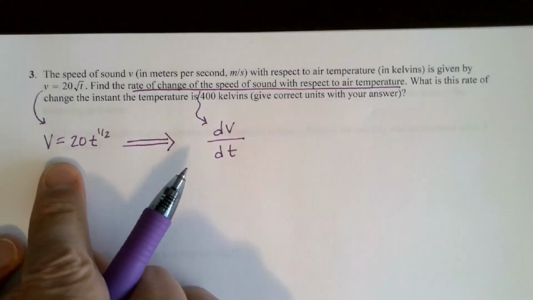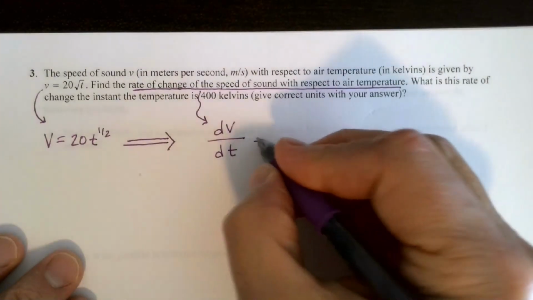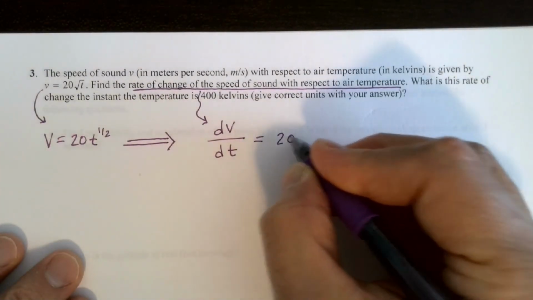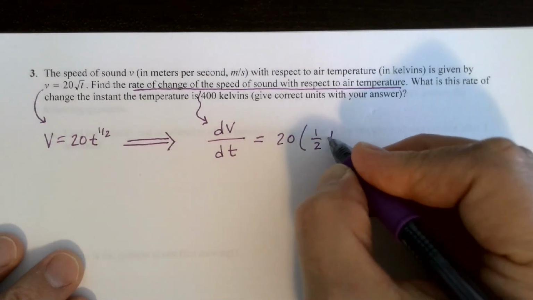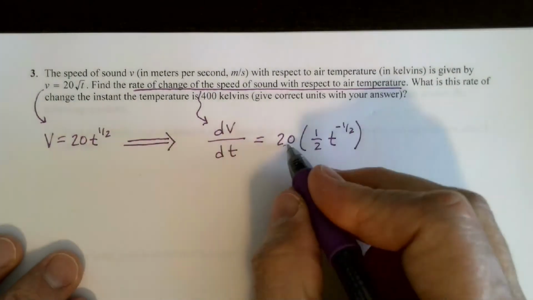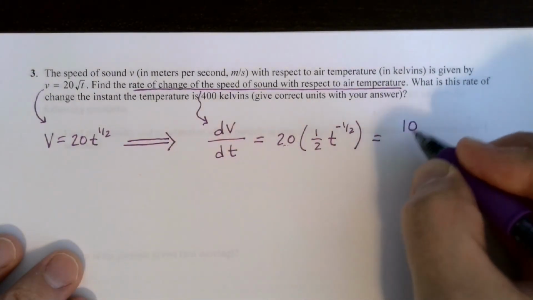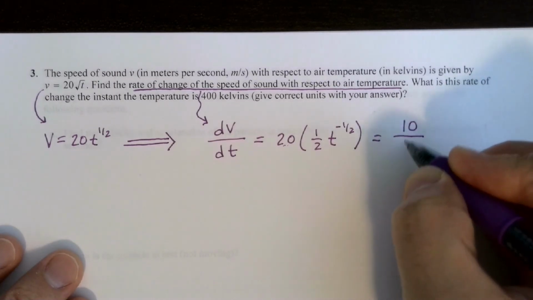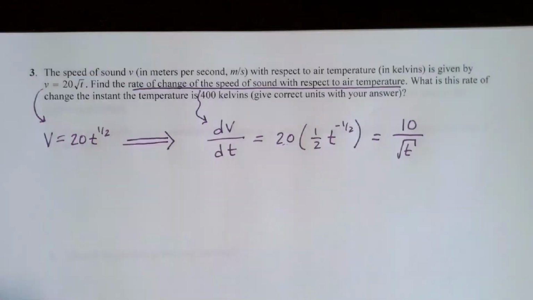Since I know what V is equal to, what is dV/dT? Well, constant multiple rule. Now we're going to use our rules for finding derivatives. Pull the 20 out. T to the 1/2 power rule. Bring the 1/2 down. Subtract 1 from a half. Then multiply 20 times a half, I get 10. And then T to the negative 1/2 is what? 1 over T to the positive 1/2, or square root of T. I'll go ahead and write that. T to the 1/2 in the bottom, square root of T. So there's my derivative.